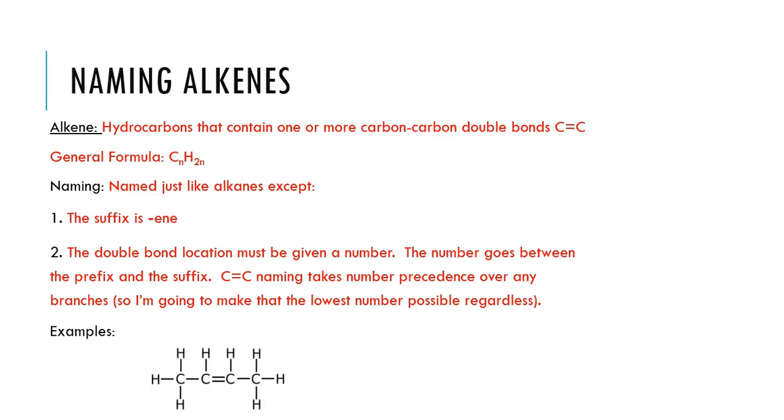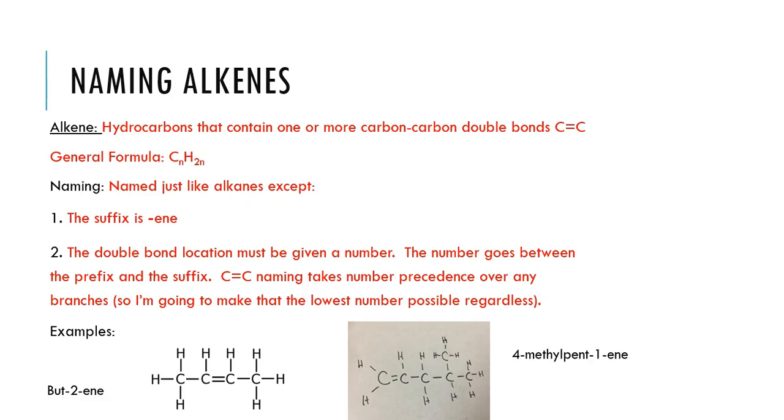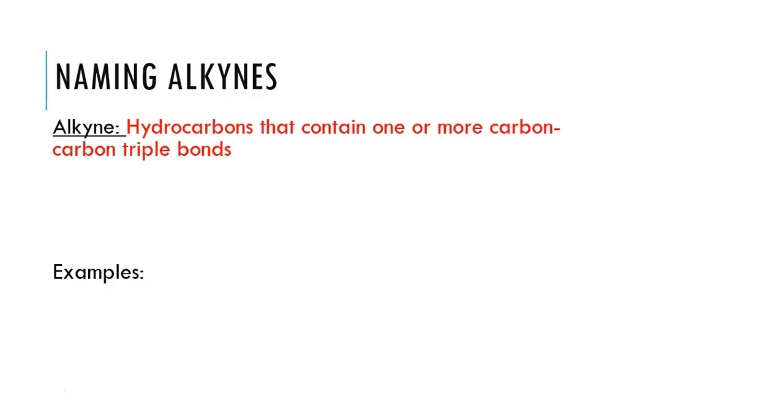All right, so this guy is a 4-carbon chain, so it's butene. But we want to indicate that it's the second bond that's a double bond. So we would call that but-2-ene. All right, now this guy is a little bit more complicated, right? Our longest chain is 5 carbons, so it's pentene. So we would call this 4-methyl-pent-1-ene, because remember, we're going to give precedence to the double bond in numbering. So 4-methyl-pent-1-ene.